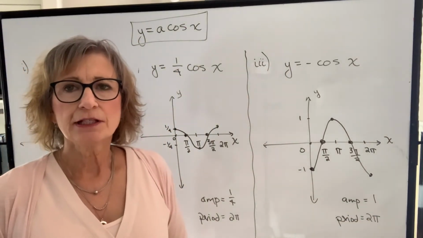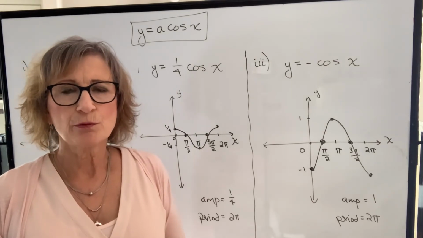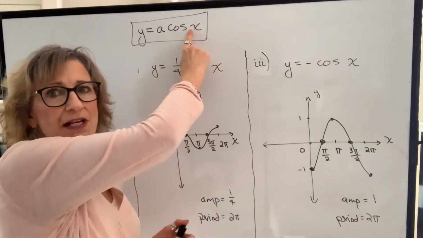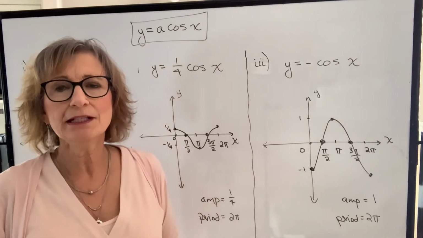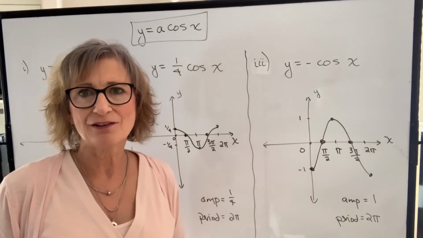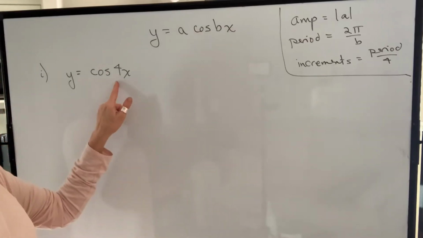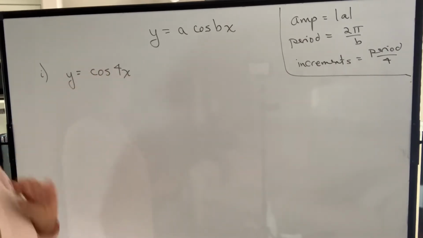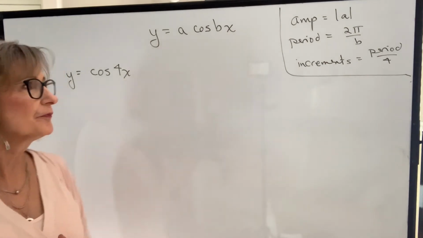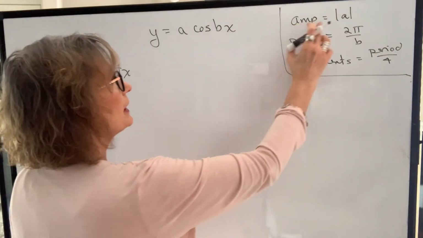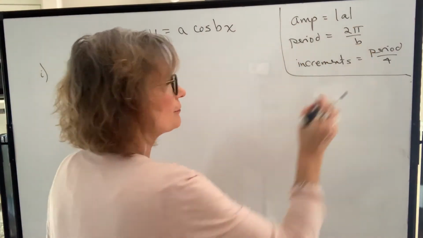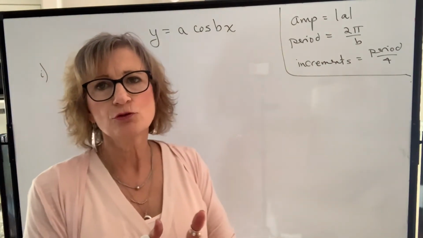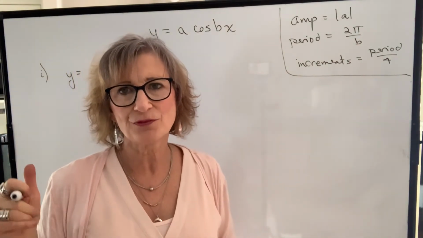Let's now take a look at examples where we have a coefficient in front of the x. So in other words, b is not equal to 1, and see how that transforms the graph. So in our first example, we have y equals cos of 4x. So I won't worry about a being anything other than 1 in my first example. Let's start by finding these characteristics, and that's going to help us draw a very good representation of this function.